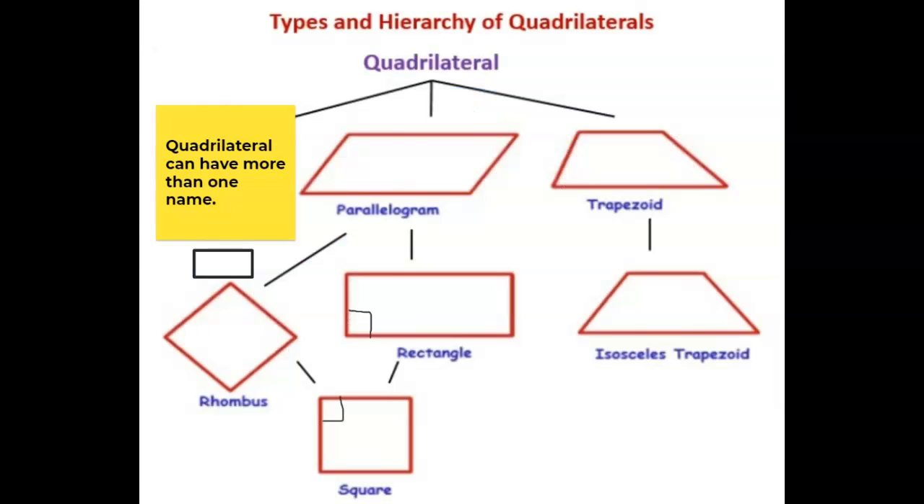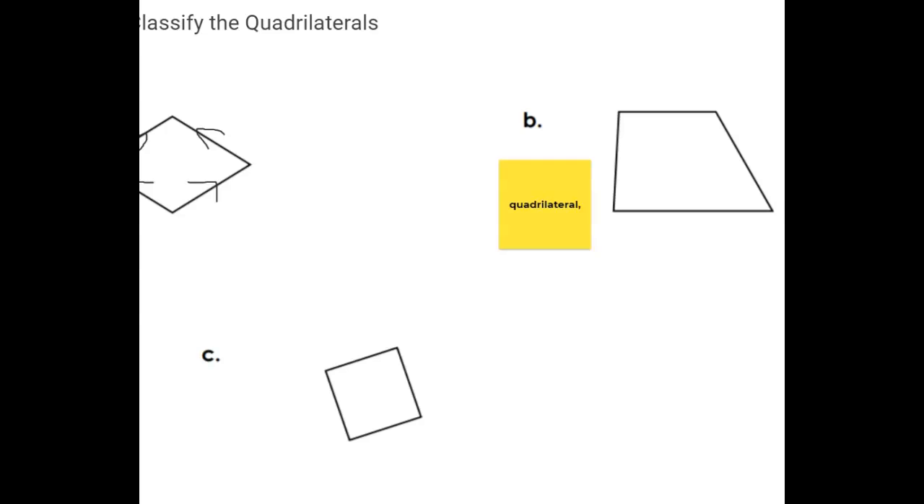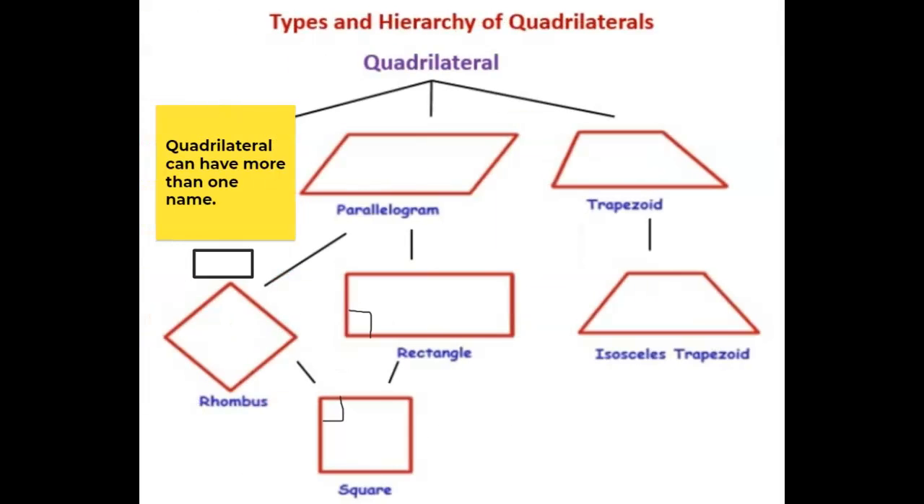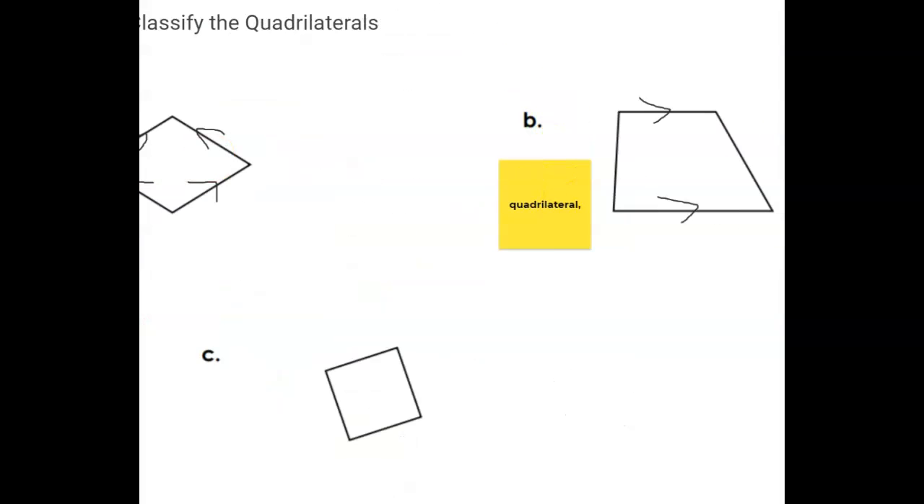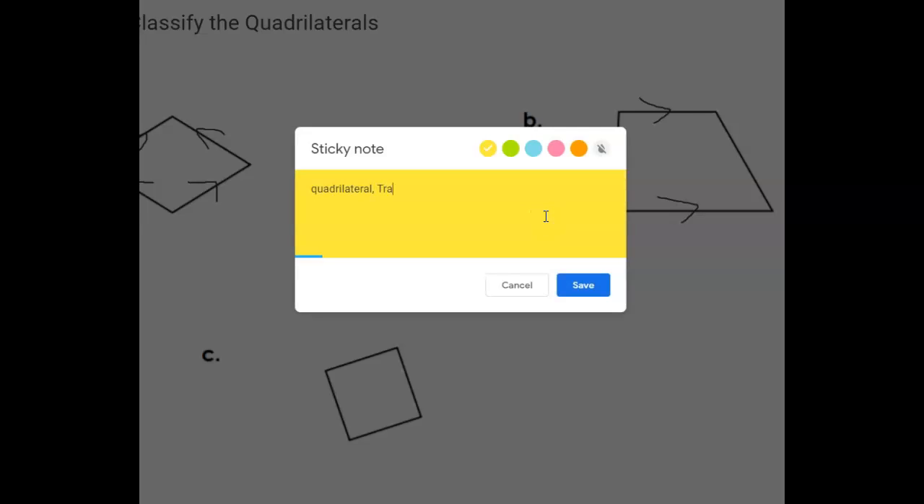Let's see. Well, I see these are parallel, right? These are going in the same direction, but these are not. So it's only got one set of parallel lines. So that means it's a quadrilateral, trapezoid. That's an easy one, right? We didn't have to go any further. Quadrilateral, trapezoid.